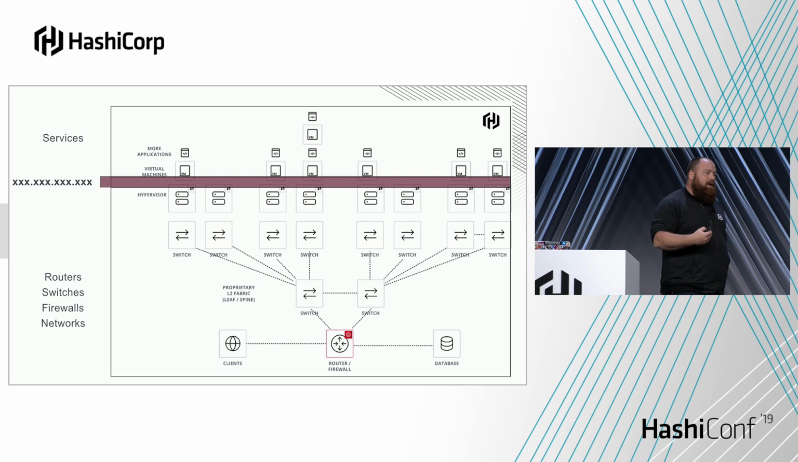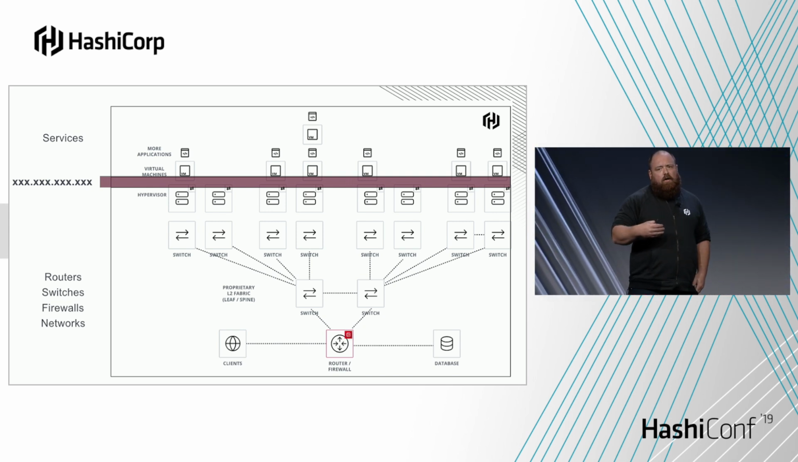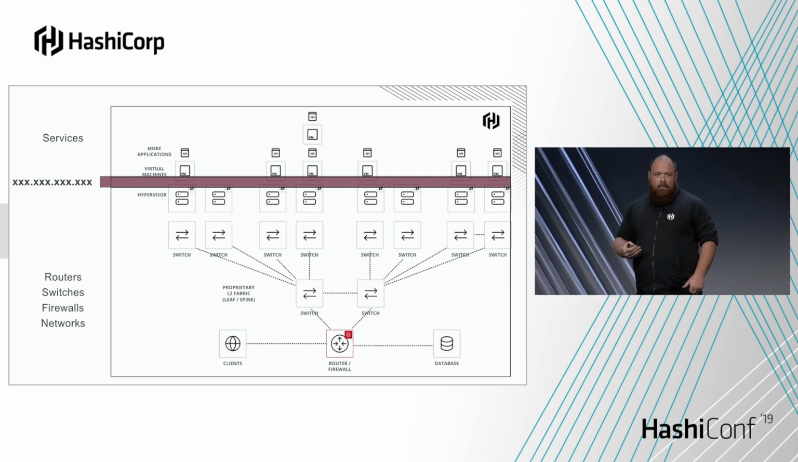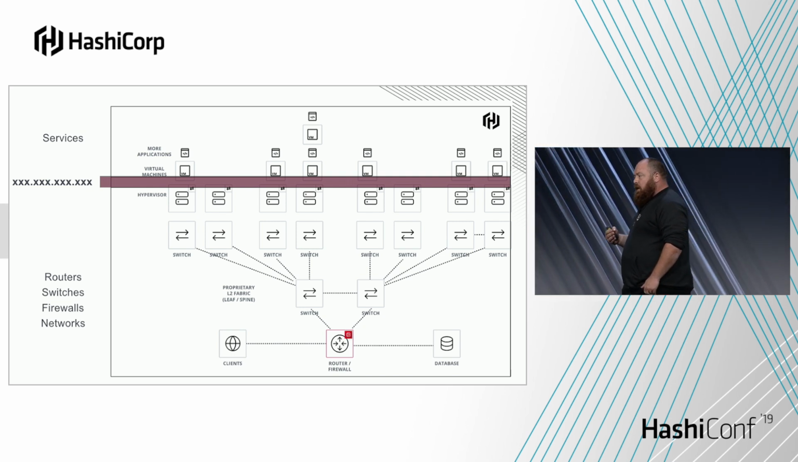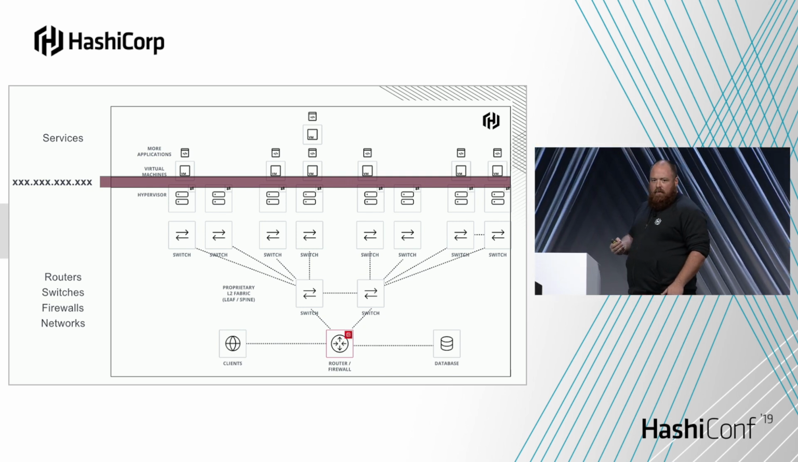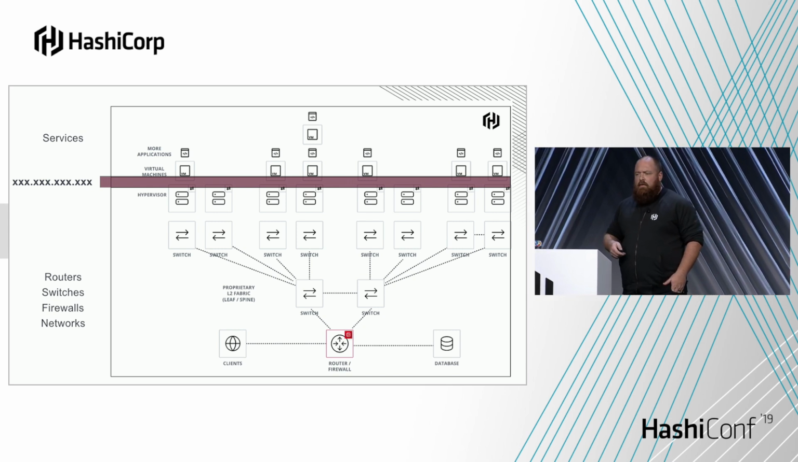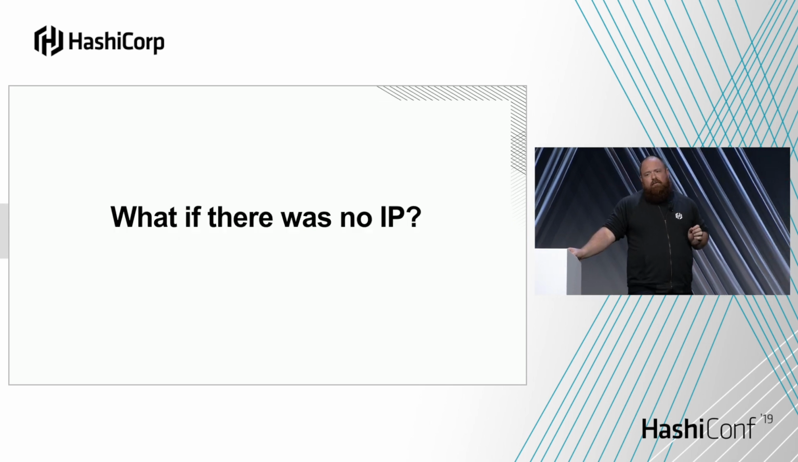So I'm going to ask a question, and we're going to go through this. But in order to really start to think about this idea of demystifying a service mesh, you have to look at the problem and ask a controversial question, if you will. And I know there will be thoughts and puzzled looks, but you have to ask this question. What if there was no IP? What if you did not have access to an IP?